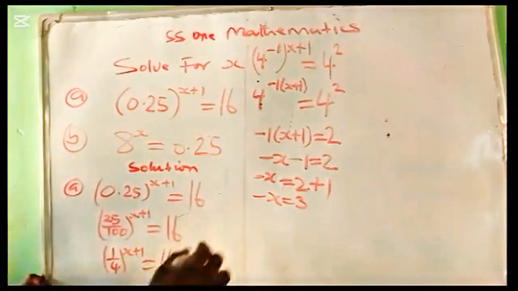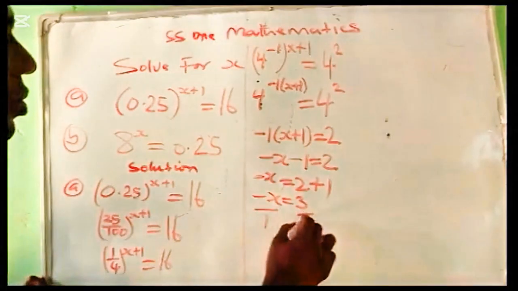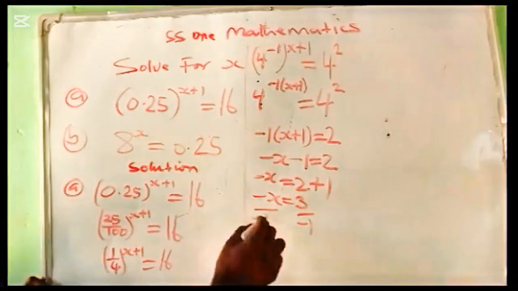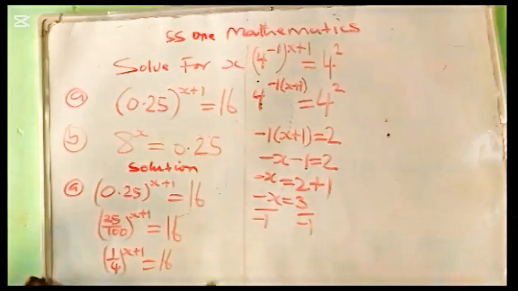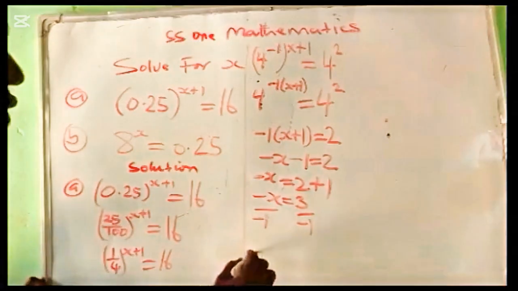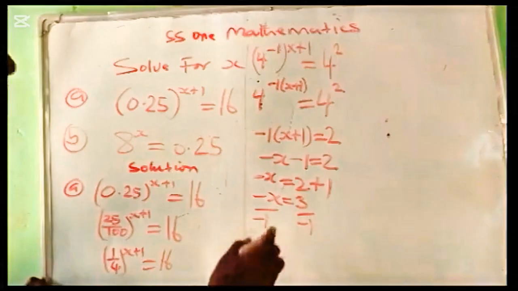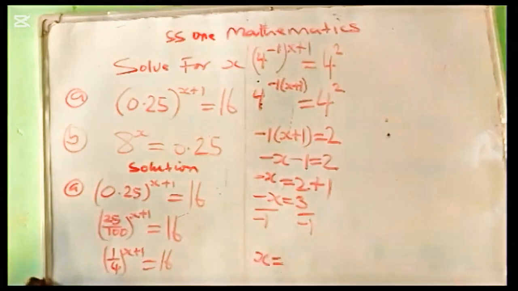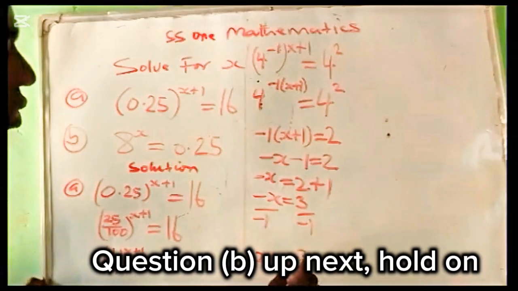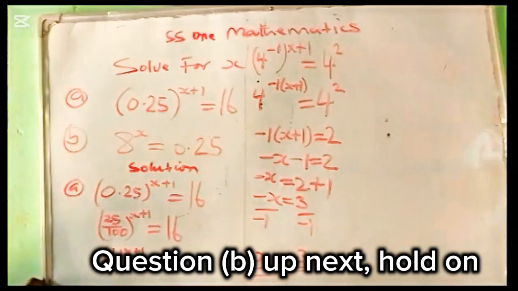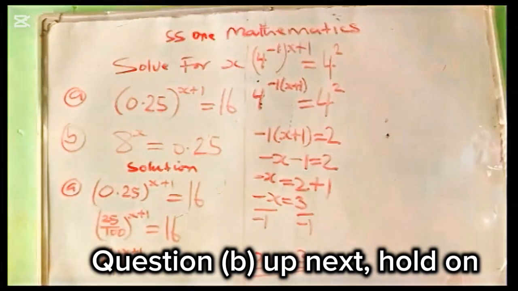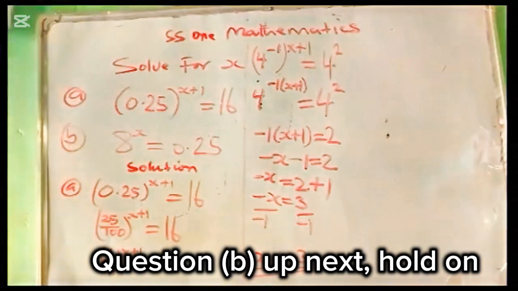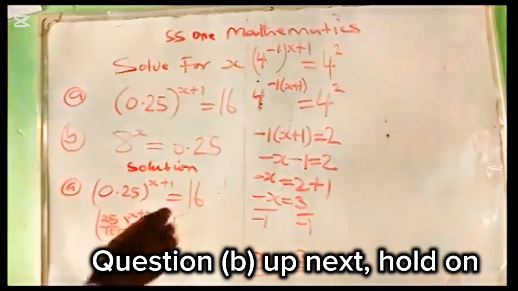So you divide both sides by -1. By the time you divide minus x by -1, you are going to get ordinary x. By the time you divide 3 by -1, you are going to have -3 as the final answer. So you can pause the video and copy the solution down while I solve B. This one is for A.